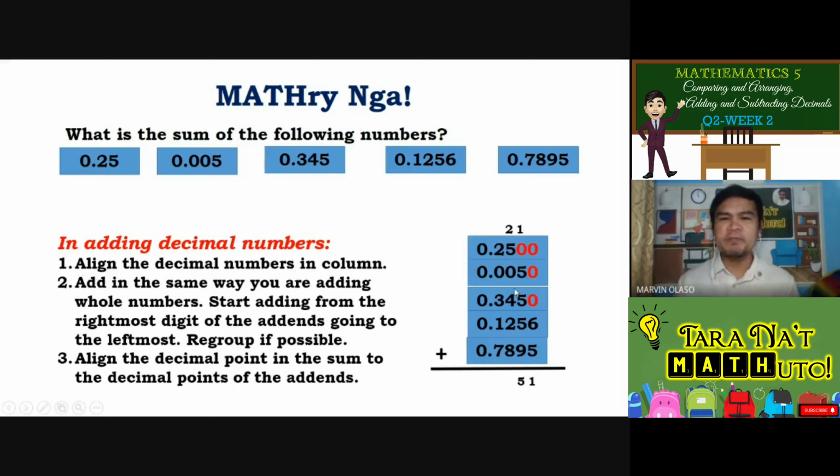2 plus 5, 7 plus 4, 11, 13, 21. Bring down 1, carry 2. Then we have 4, 7, 8 plus 7 equals 15. Bring down 5, carry 1. Then all 0 plus 1 is equal to 1. And don't forget to align the decimal point. So we have now the answer 1 and 5,151 10,000s. Did you get the same answer?